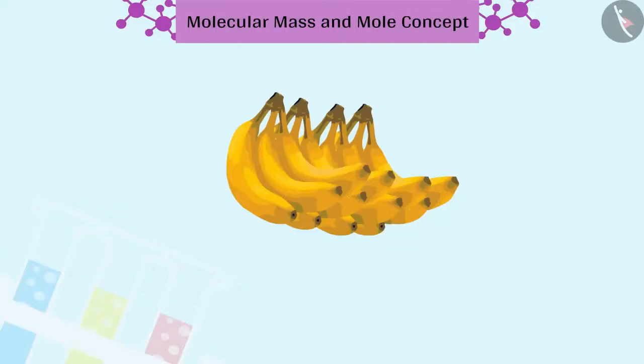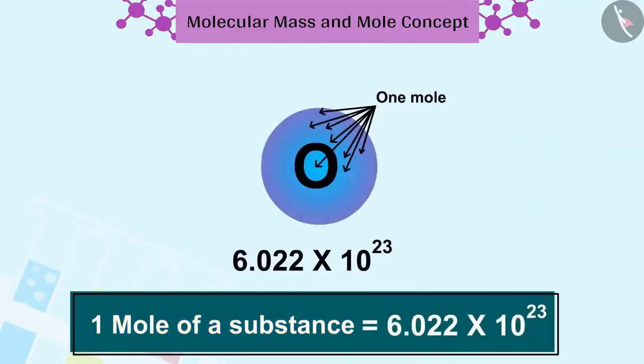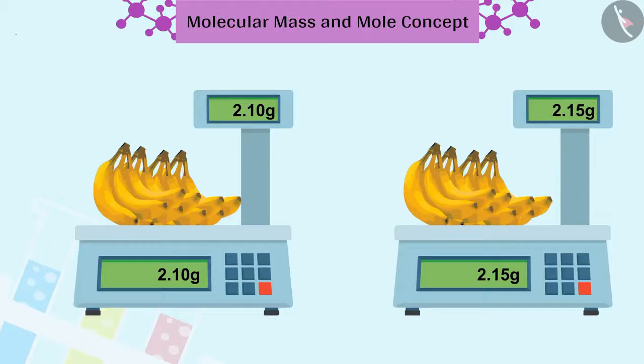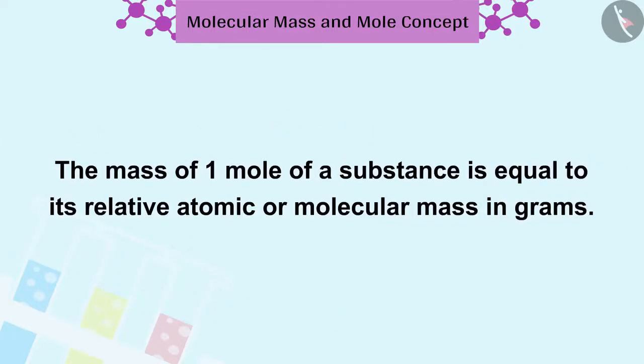It is represented by N0. For example, a dozen of an object is equal to 12 objects. In the same way, 1 mole of a substance is equal to 6.022 into 10 raised to 23 particles. Besides being related to a number, a mole has one more advantage over a dozen or a gross. This advantage is that the mass of 1 mole of a particular substance is also fixed. The mass of 1 mole of a substance is equal to its relative atomic or molecular mass in grams.